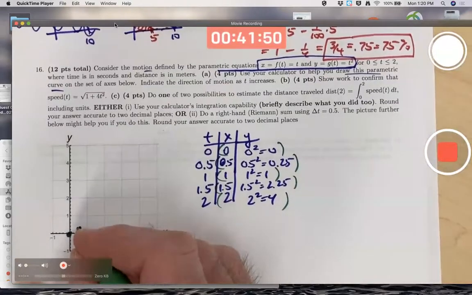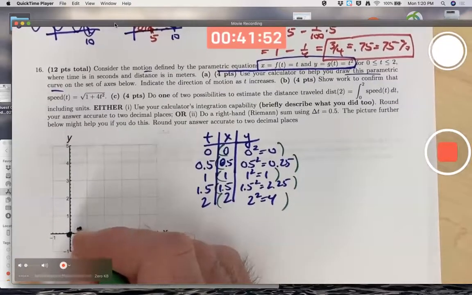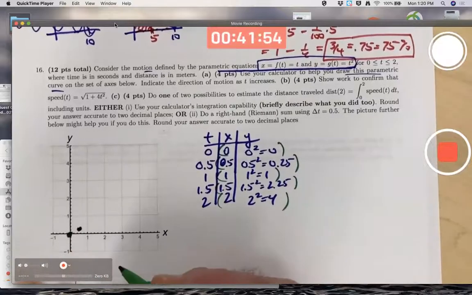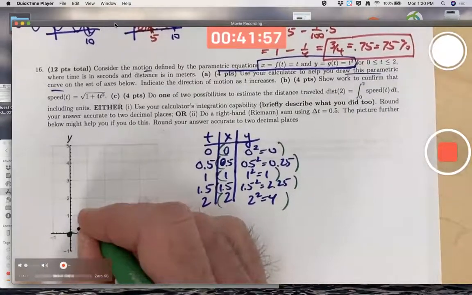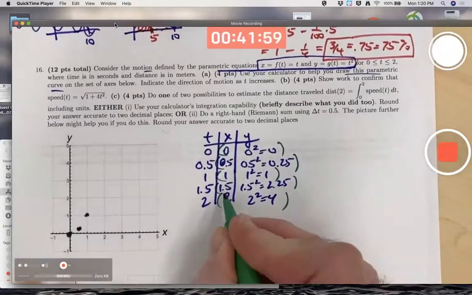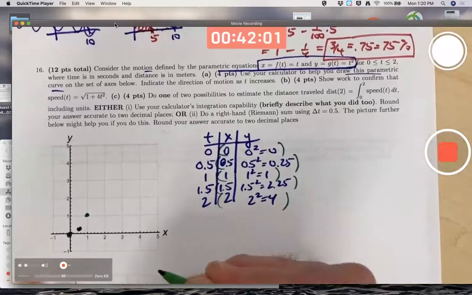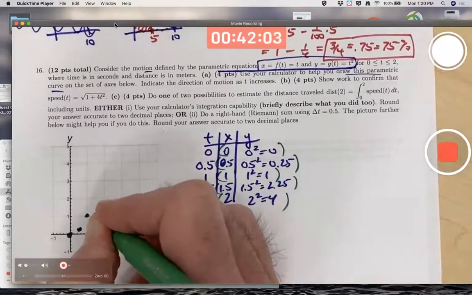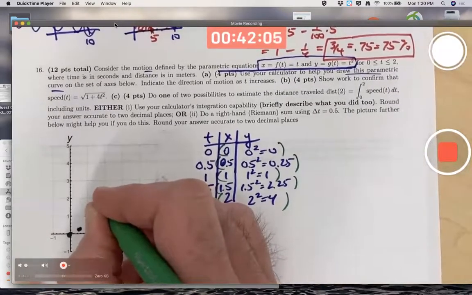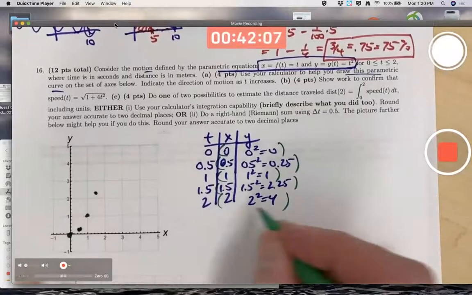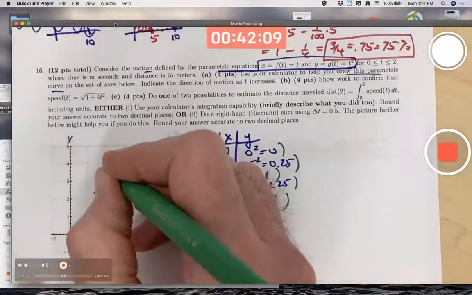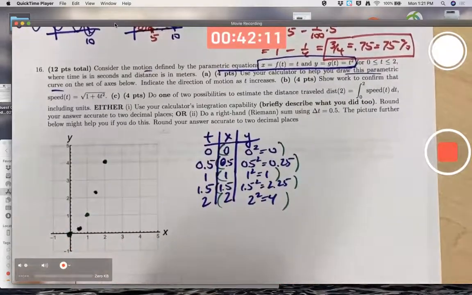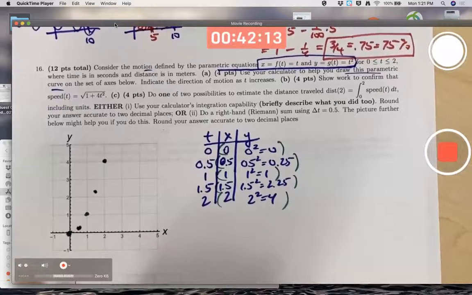Well, a little bit over there, close enough. (1, 1) is about here. X is 1.5, y is 2.25, would be right about here. X is 2, y is 4, would be right about here. In fact, the graph of this is a parabola.